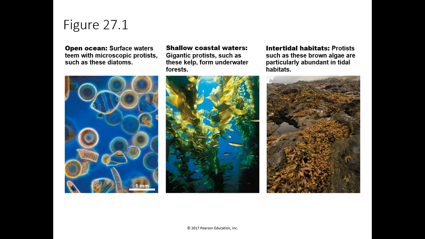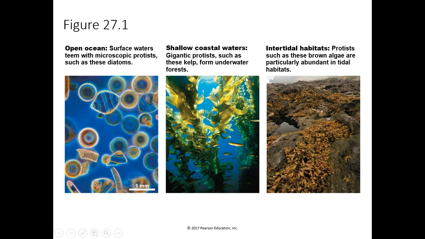All right. So here's a look at some of these different types of places where we find protists and what they look like. So in the open ocean, we find microscopic protists such as these diatoms, right? So if you took a scoop of ocean water and you were looking under the microscope, you'd see tens of thousands of these little diatoms in there, and these are all examples of protists. They have a nucleus. They're single-celled, but they are eukaryotic.